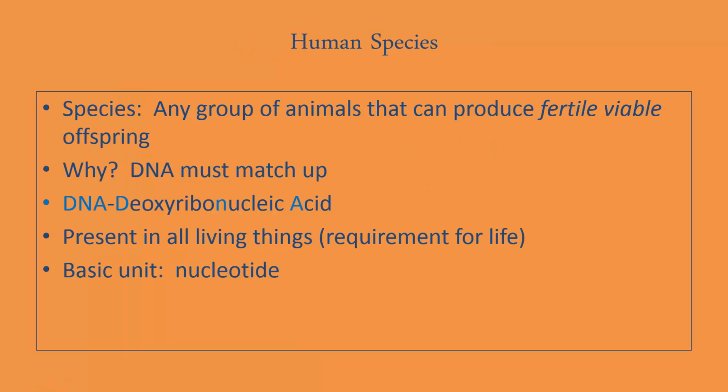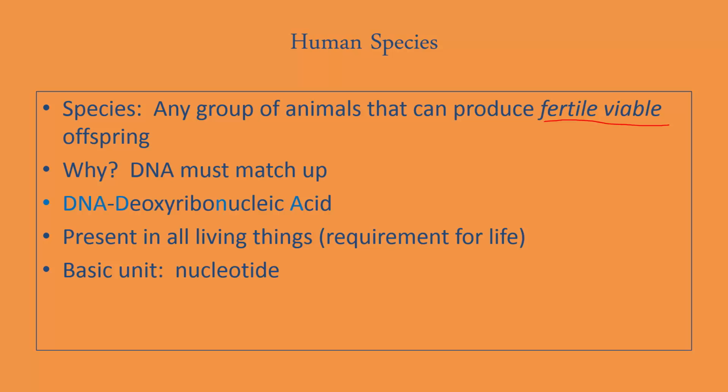So to start with, let's go with a bigger picture, species. We as human beings are a specific species. And the definition of a species is any group of animals that can produce fertile, viable offspring. Okay? So fertile, viable offspring is the key to being a species. Now some animals, like a donkey and a horse, can have an offspring, but that offspring, called a mule, is not fertile and viable, meaning they cannot produce offspring.